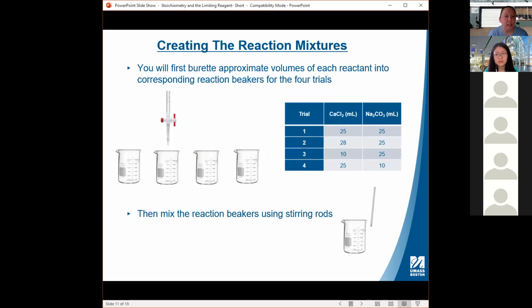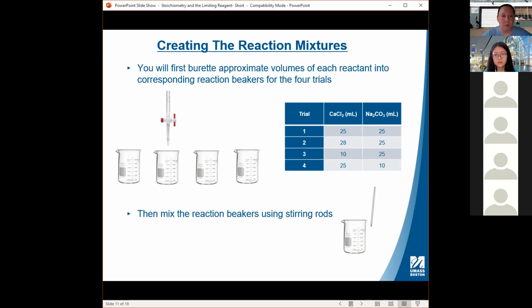Okay, so the first thing that's going to happen is the reaction mixtures will be dispensed. So in these trials, these are the amounts in volume that we're starting with. So in trial 1, we're starting with 25 milliliters of calcium chloride, 25 milliliters of sodium carbonate, and so on and so forth. So in your tables, I would recommend that if you have not done so, you write these numbers down. These numbers should also be in your lab manual, and we will see them again in the video.